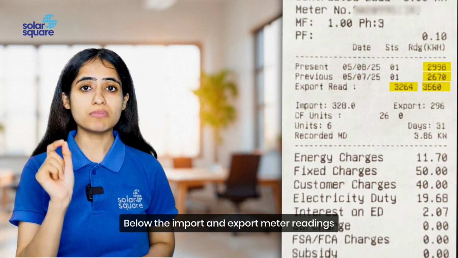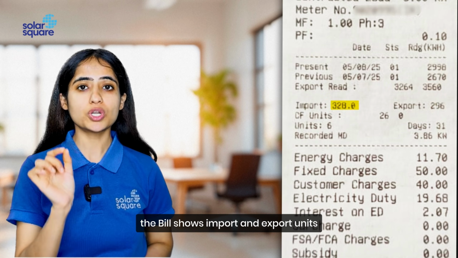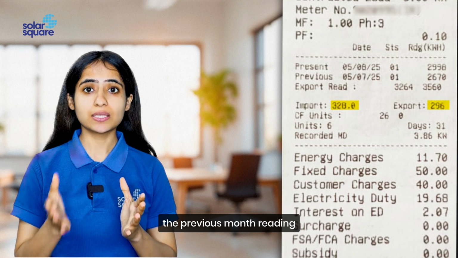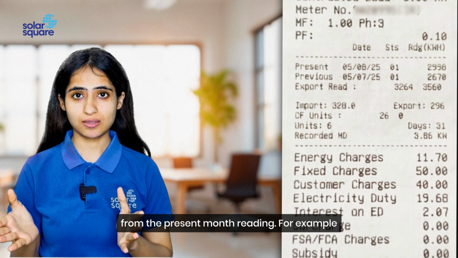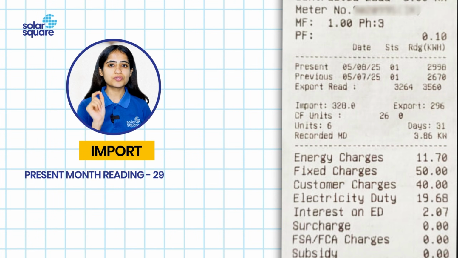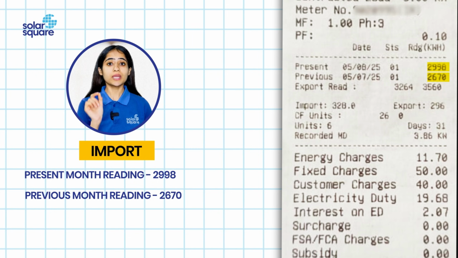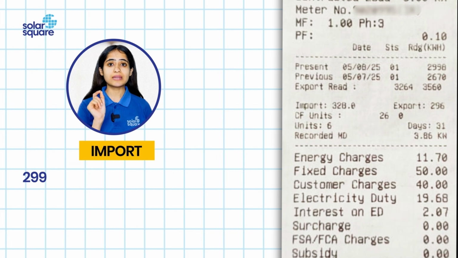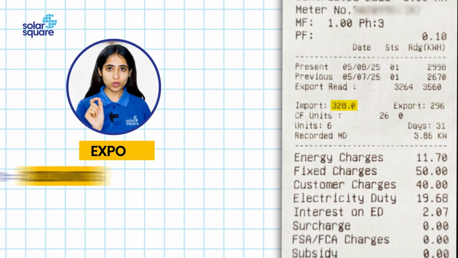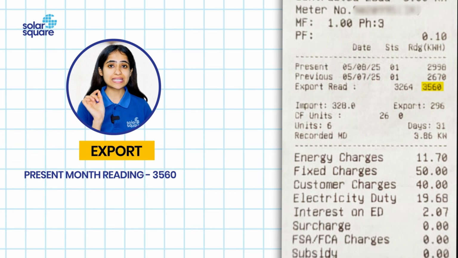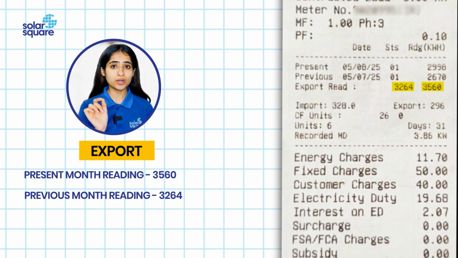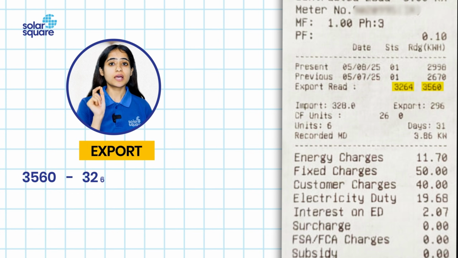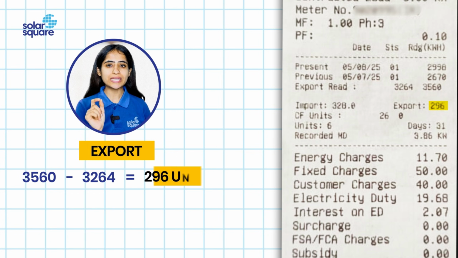Below the import and export meter readings, the bill shows import and export units, which are calculated by subtracting the previous month reading from the present month reading. For example, for import, the present month reading is 2998 and the previous month reading was 2670. So the imported units for the month are 2998 minus 2670, which comes to 328 units. For export, the present month reading is 3560 and the previous month reading was 3264. So the exported units for the month are 3560 minus 3264, which comes to 296 units.